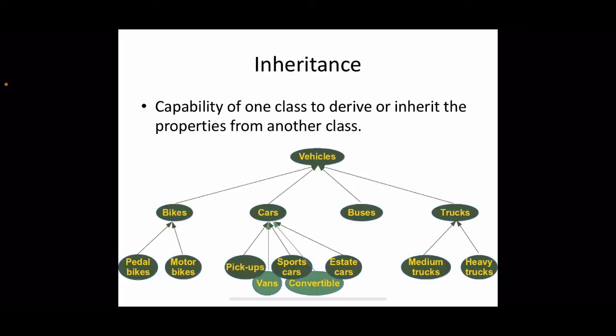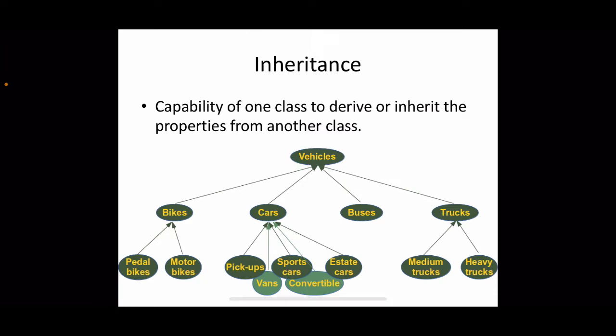We will first see what inheritance is and how we can use that in a Python program later. Inheritance is the capability of one class to derive or inherit the properties from another class. For example, here we have a class called vehicles and 4 subclasses: bikes, cars, buses, trucks. All these 4 are subclasses of vehicles, right?